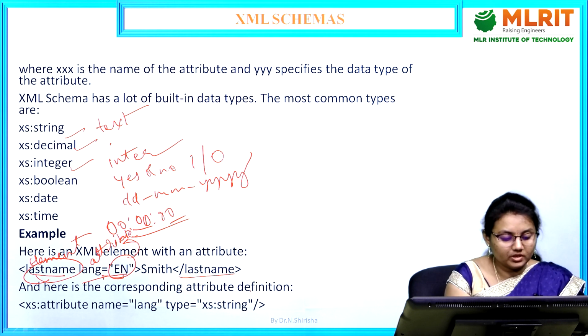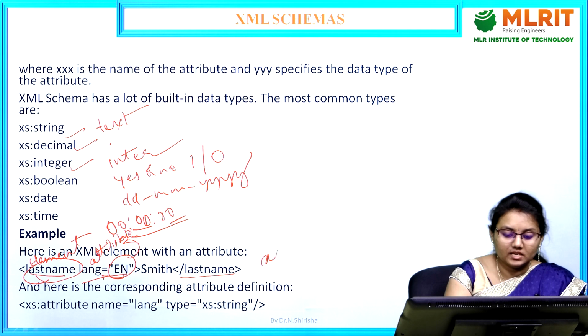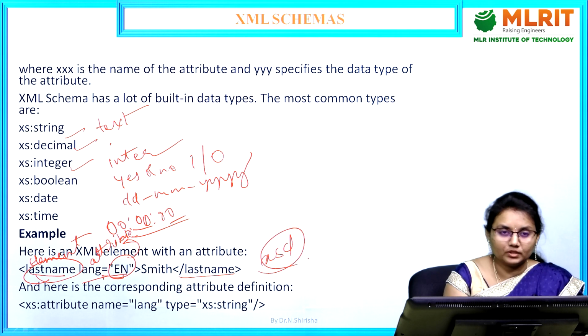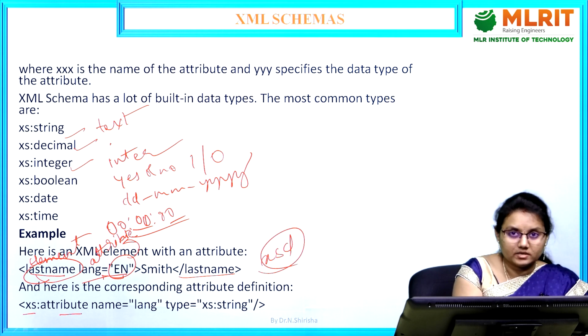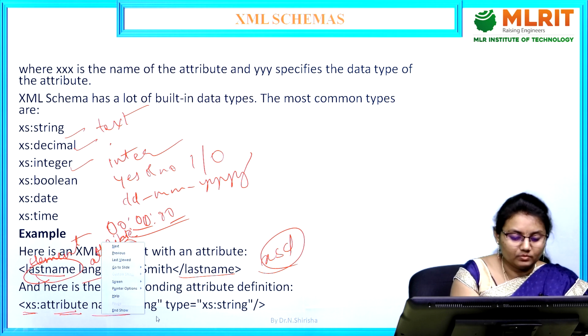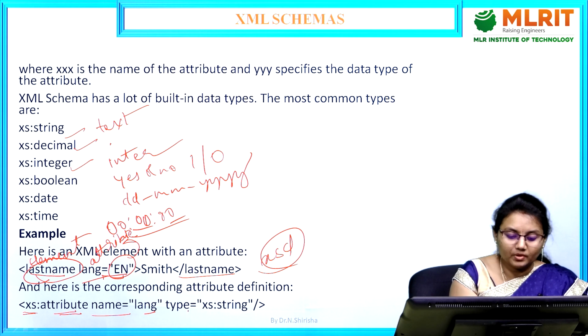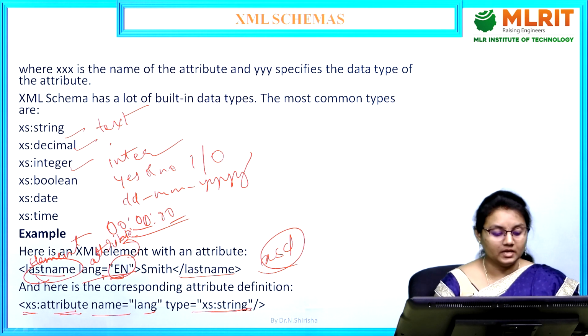Here is the corresponding attribute definition in XSD. How to write the XSD for this? XS colon attribute. Why XS colon attribute? Because my language is an attribute. Name is the tag name for which you are writing the attribute. It's language. Language is an attribute. What type of data are you passing? String. En is a string. So, XS colon string. Remember that you write the XS prefix for every data type that you write.